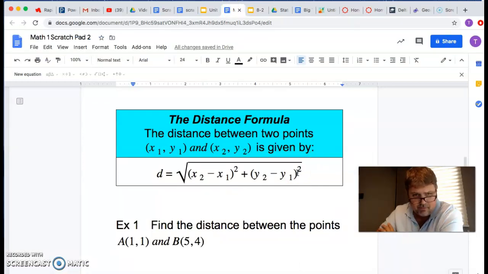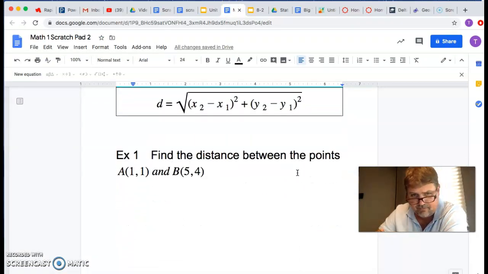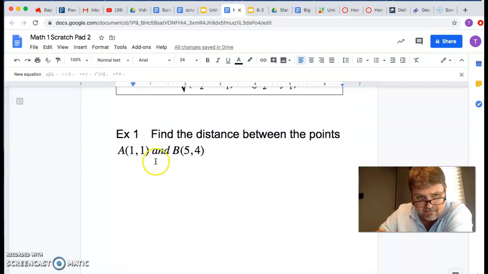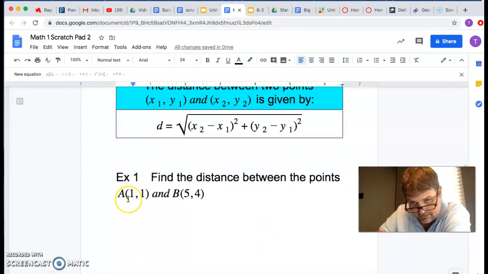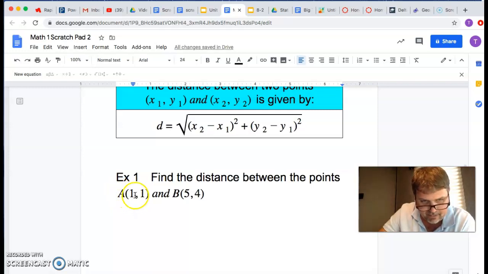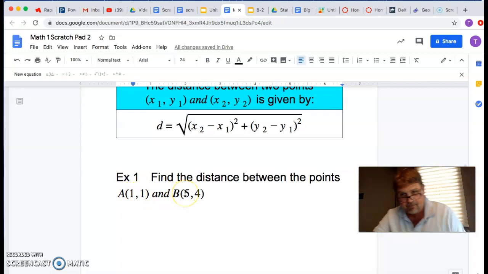And example 1 says, all right, now this is a lot like what you'll see. Sometimes, notice my formula here doesn't have the A and the B in it. Those are just names of the points. Don't let that get to you. That's not a big deal. This is named point A. It's still the ordered pair 1, 1. This is named point B, and it's still the ordered pair 5, 4.